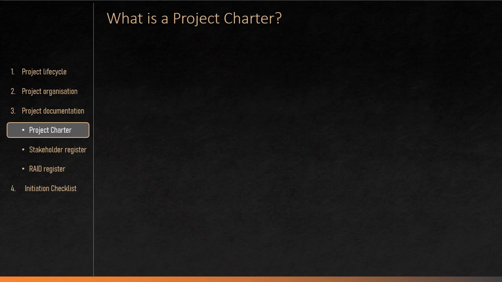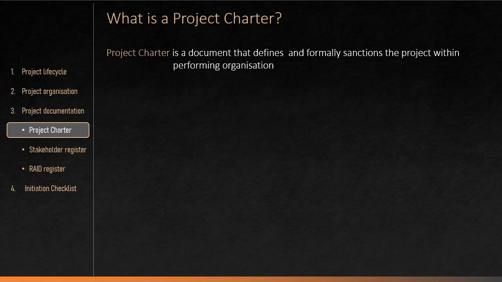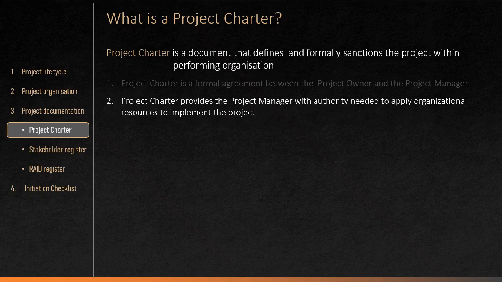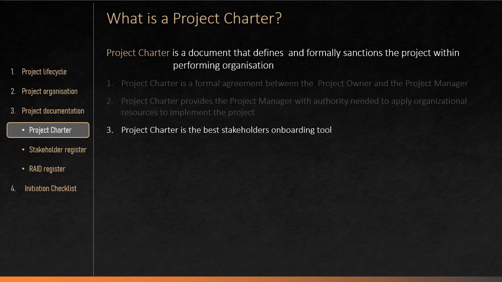The project charter is a document issued by the project owner to formally authorize the existence of the project. Project charter is a contract between the project owner and the project manager. The document provides the project manager with the authority needed to apply organizational resources first to plan the project and, after the plan is approved, to implement the plan. Project charter is also very useful for communication purposes when new stakeholders need to be introduced to the project or the old ones need to be reminded.